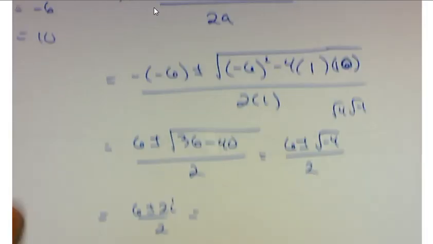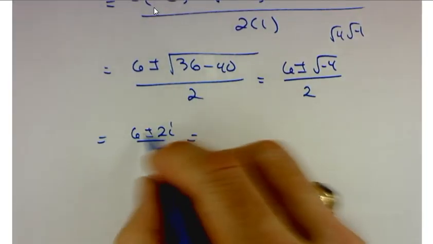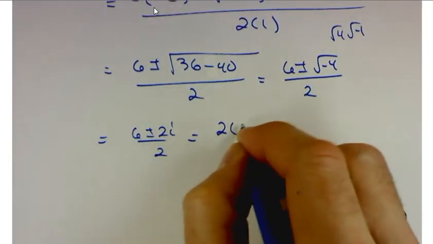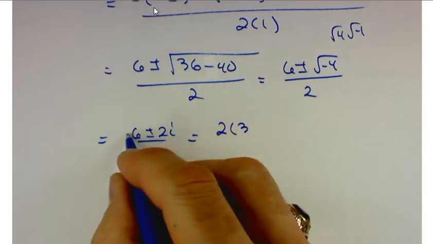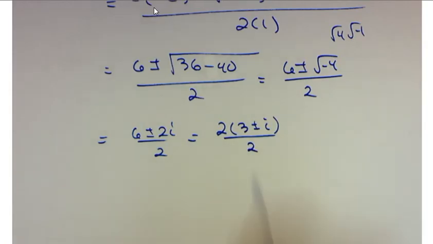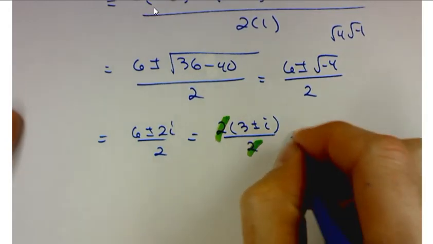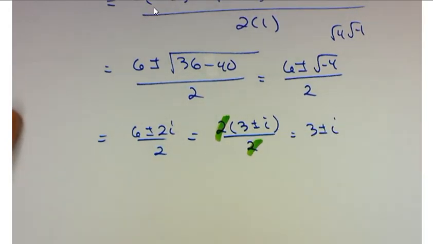Now, it's my preference that I like factoring this, so I'm going to factor out the 2. Factoring out a 2 here leaves me 3 plus or minus 1 times i, or better yet, just i. The 2's can then cancel, and I'm left with 3 plus or minus i. How many people got that one right? Yay, good job.